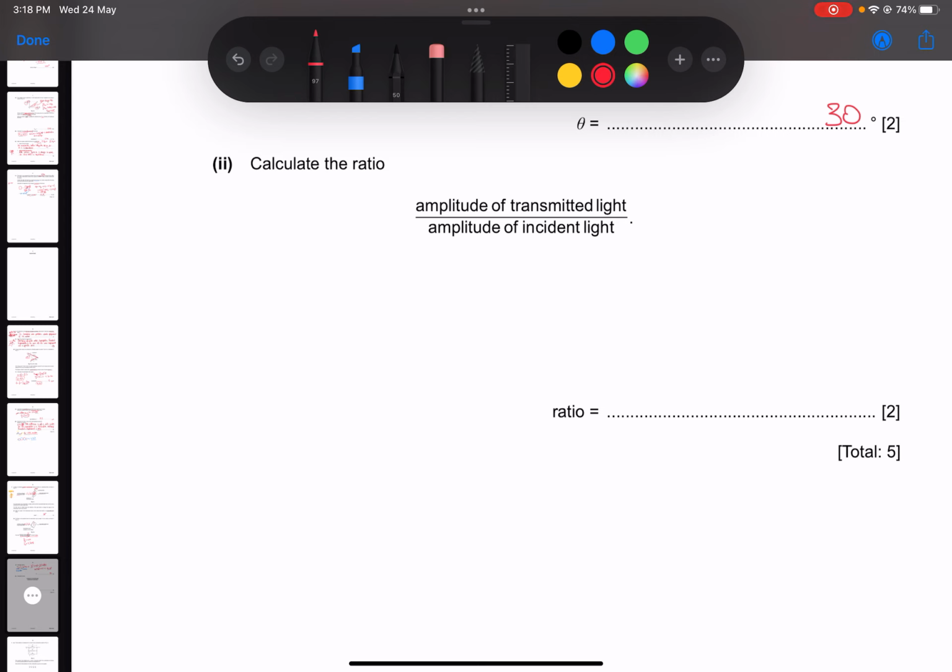Now, amplitude. Calculate the ratio of the amplitude of transmitted over the amplitude of incident. Guys, do you remember the relationship between the intensity and the amplitude? Intensity is directly related to the square of the amplitude. This is intensity, and this would be amplitude.